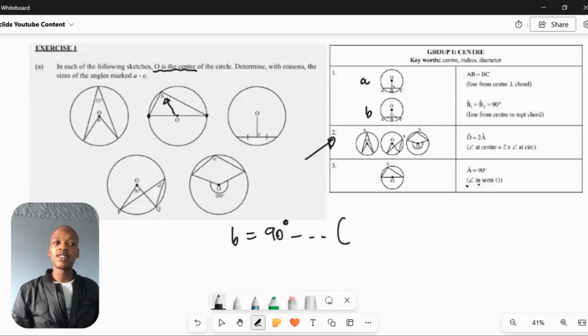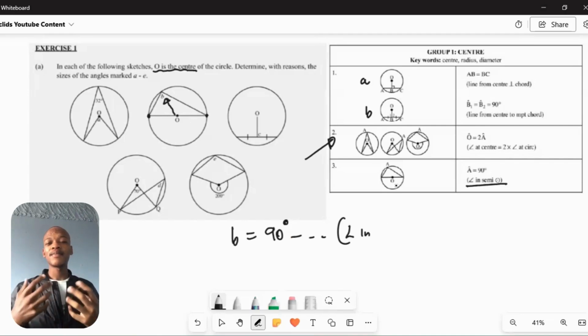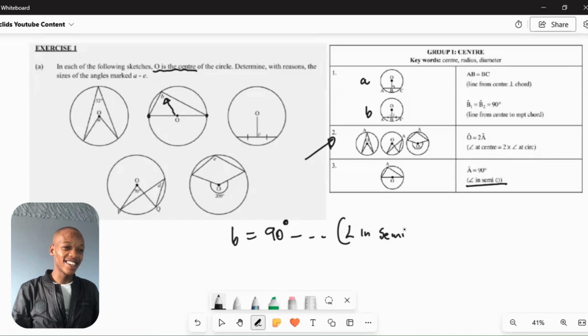Why? Let's go and check on the reasoning. Angle in semicircle. That's the precise one. That's the nicest one you can ever get. And then you know the story. Maths, we don't write paragraphs. We're just focusing on the one reason, angle in semicircle, because it's the detail. So angle in semicircle is 90 degrees.